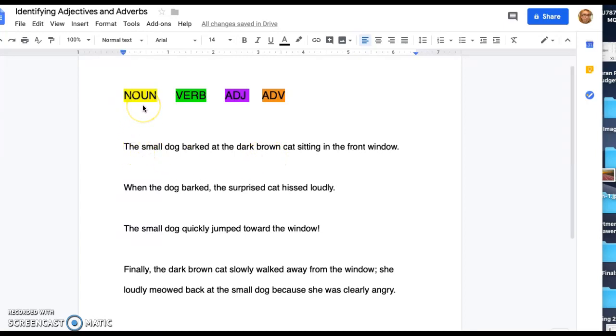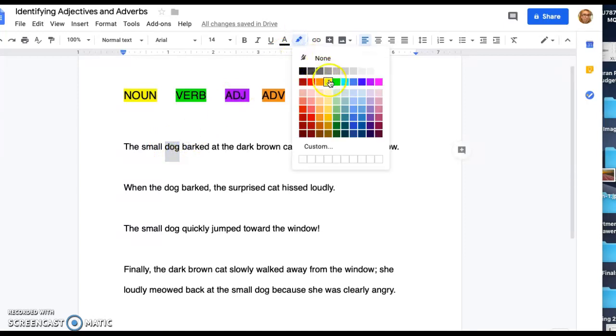So we know that a noun is a person, place, or thing. I'm going to read this first sentence. The small dog barked at the dark brown cat sitting in the front window. I'm not looking for things that are describing anything. So for example, small is describing dog. Right now, I'm just looking for dog. That's my noun. So I'm going to go ahead and highlight dog and make that yellow.